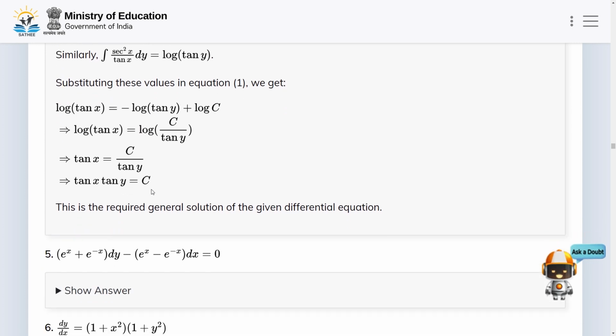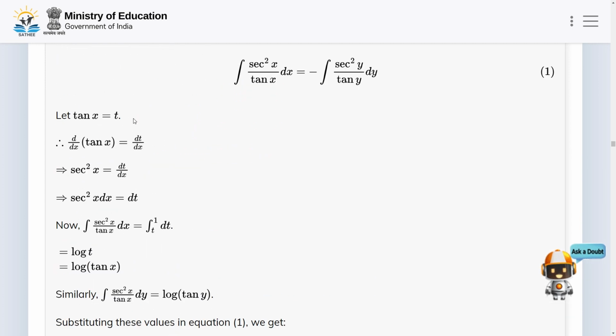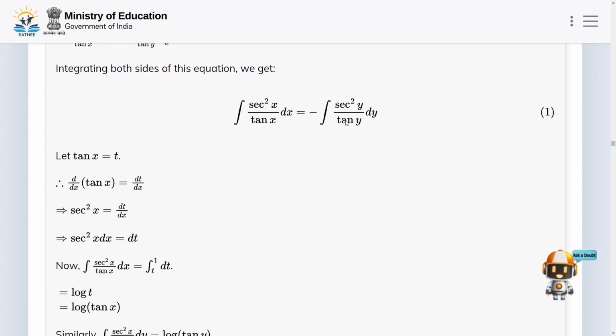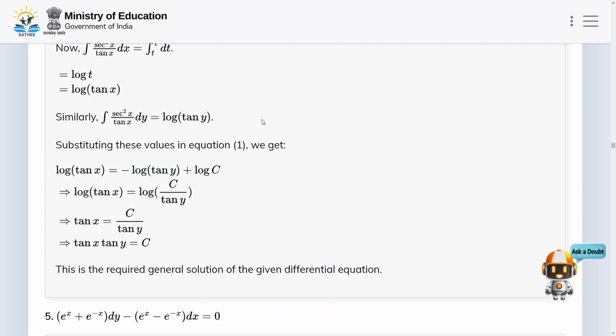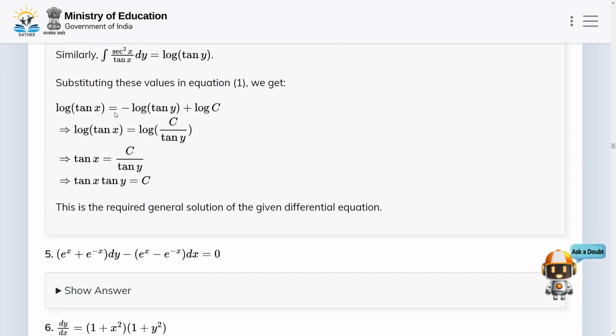Okay, now similarly the same approach we will be applying for this term. The same substitution will work. You will get log tan y. Okay, now substitute these values back to your equation. So you will have log tan x is equal to minus log tan y plus log c.